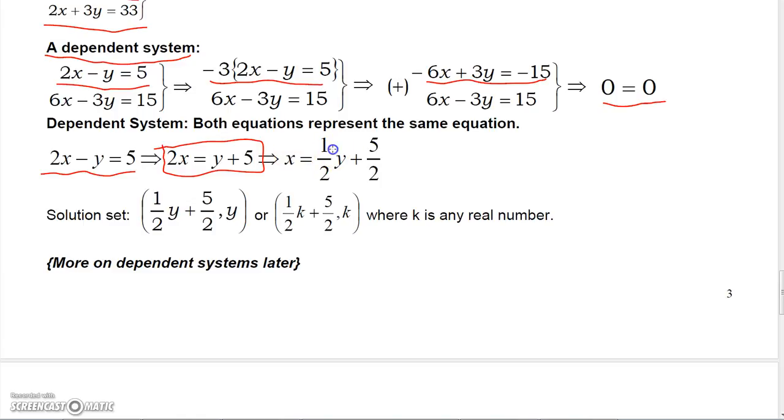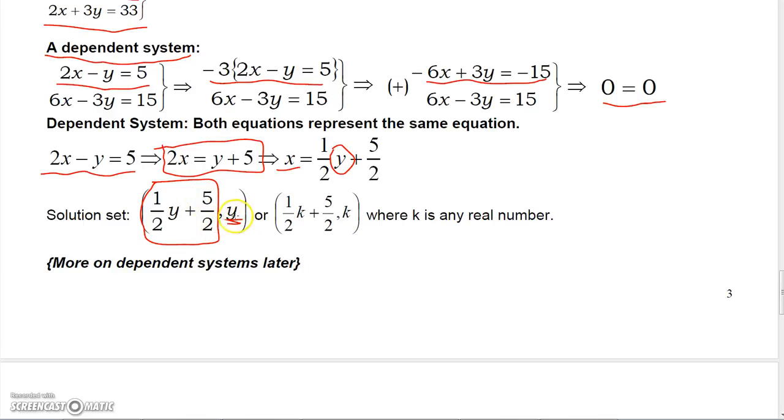Now, that means that for any y value you give me, I can get an x value. In other words, x depends on y. Now, I can't list all of those values because you could give me infinitely many y values. But what I can do is I can show you the solution set. So the solution set would be y is just y, and then what's x? X is based on y. So whatever you put for y, x is going to be 1/2 of that plus 5/2.